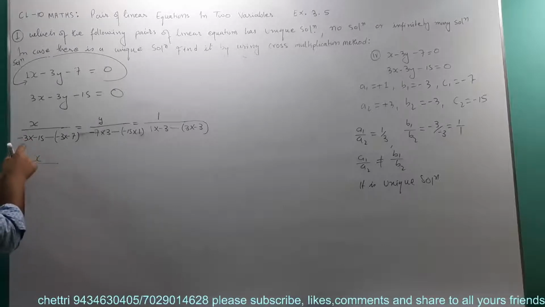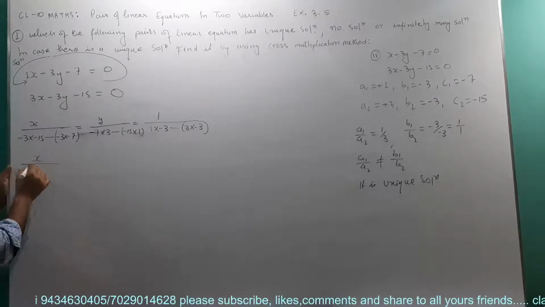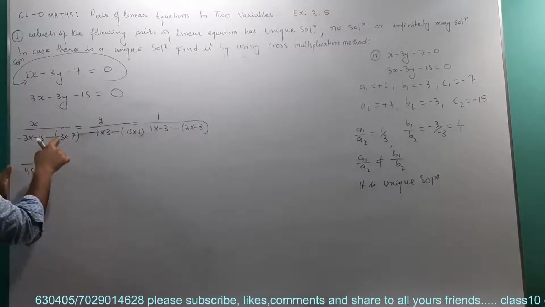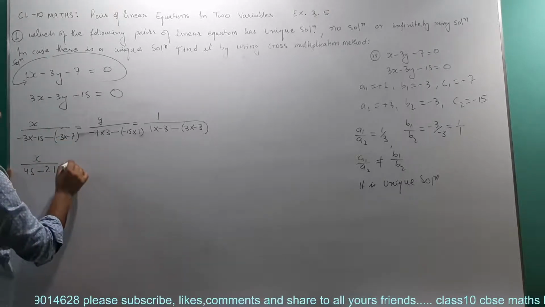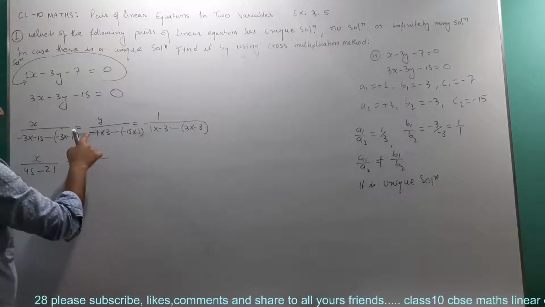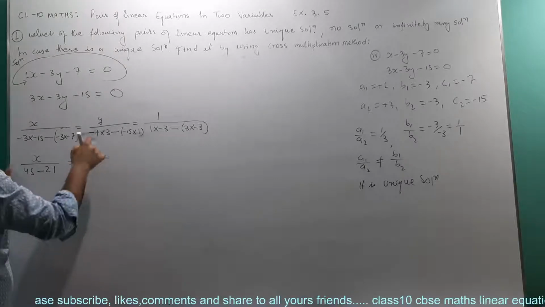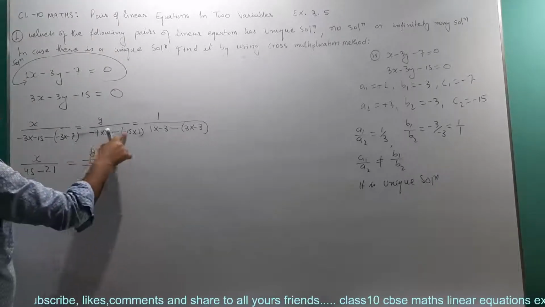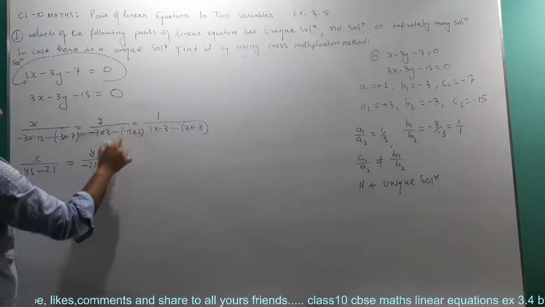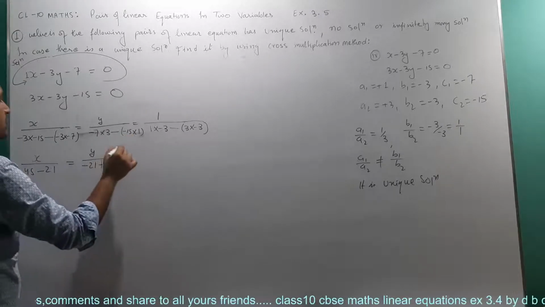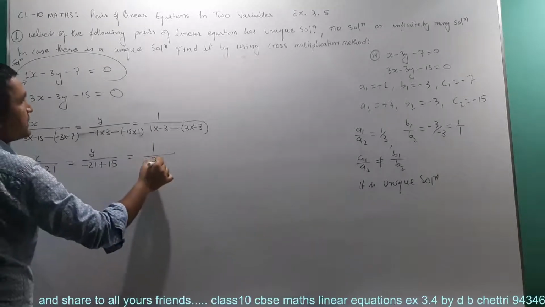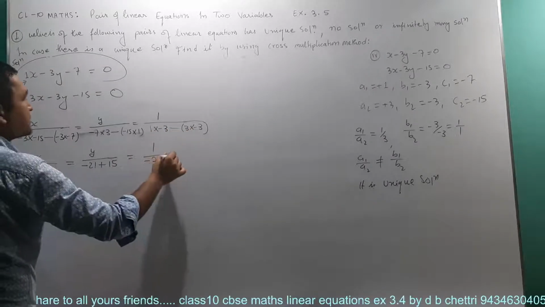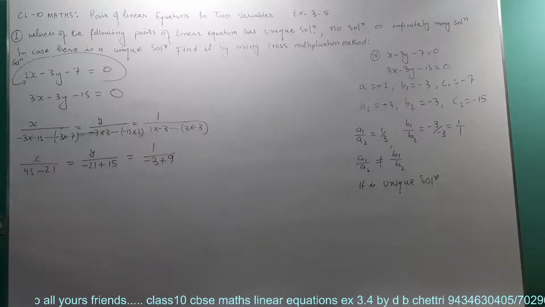This is minus minus plus, 3 15s are 45. Minus minus plus, plus minus, minus 3 7s are 21. Equals y by minus plus minus, 7 3s are 21. Minus minus plus, 15 1s are 15. Then 1 divided by plus minus minus, 1 3s are 3, minus minus plus, 3 3s are 9.